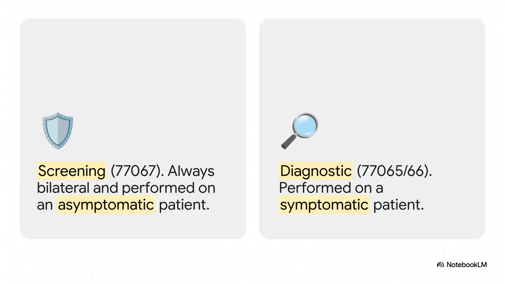For these final clinical categories, it all comes down to patient symptoms, or honestly, the lack of symptoms. Notice how the provider's intent completely changes your code selection. CPT 77067 is your screening mammography. This one is always bilateral and it's done on an asymptomatic patient. But let's say a patient comes in with a lump, right? You immediately switch to diagnostic mammography. That's 77065 for unilateral or 77066 for bilateral. Again, intent is everything here.